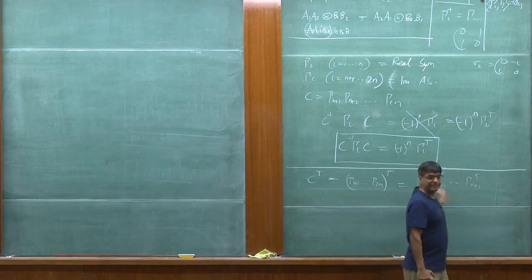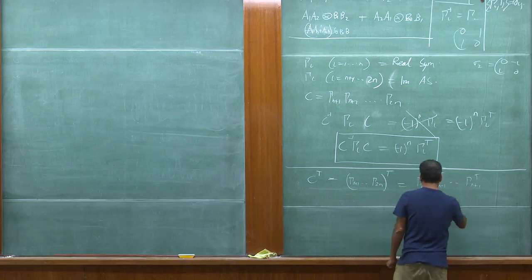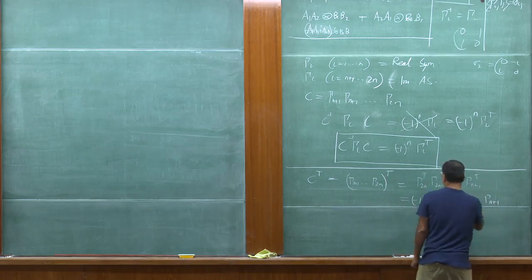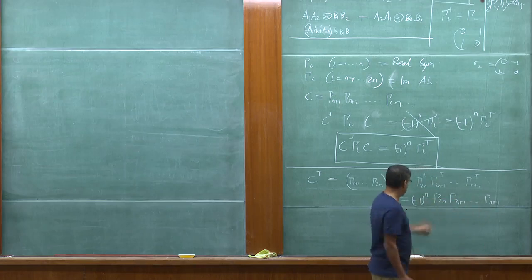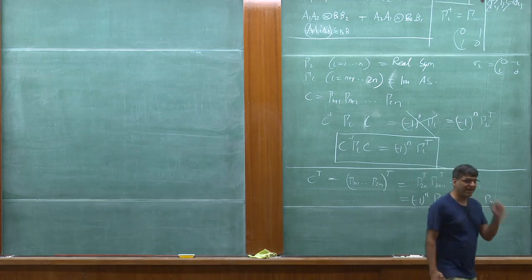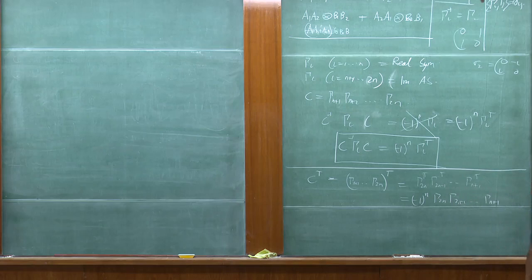Each of these picks up a minus sign, because they're antisymmetric. So this is equal to minus 1 to the power n, gamma 2n, gamma 2n minus 1, up to gamma n plus 1. Now I've got rid of the transposes, which picked up the factor of minus 1 to the n. Now what's left is reordering. When I take this one through here, I pick up minus 1 to the power n minus 1, because I have to flip through n minus 1 of them. The next one will be n minus 2, the next n minus 3, and so on. But we know that 1 plus 2 plus 3 up to n minus 1 is n times n minus 1 by 2.